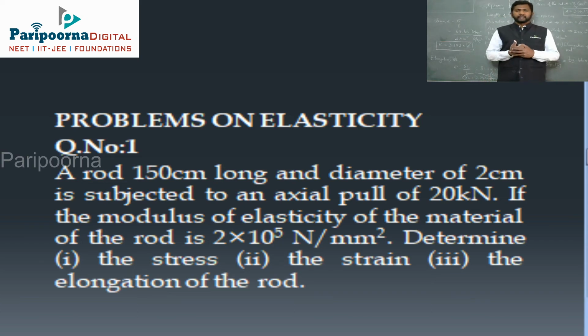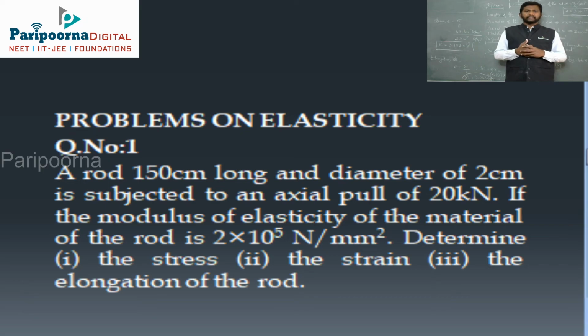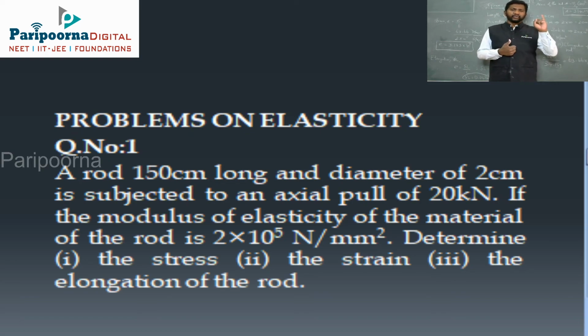So now let us see one simple problem related with stress and strain. A rod of 150 centimeter long and diameter 2 centimeter is subjected to an axial pull. What is tensile load? Two equal and opposite pulls. So axial pull means tensile load. It is 20 kilonewton. If the modulus of elasticity of the material of the rod is 2 into 10 power 5 Newton per mm square, determine the stress induced in the material, the strain induced, and the elongation of the rod. So this problem we have to solve.